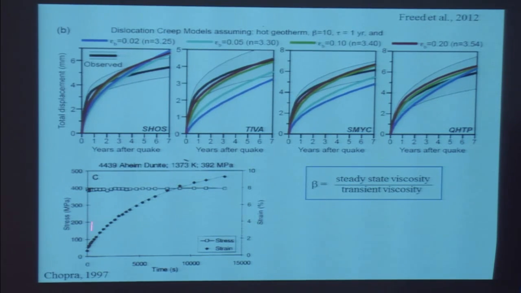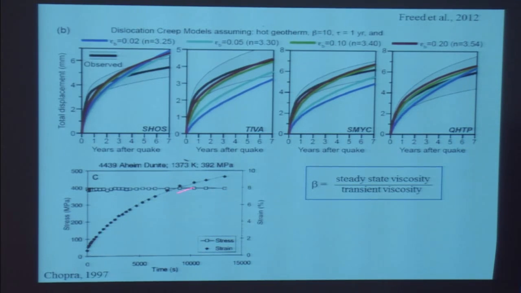And this is an example of a lab test where this is the stress, a constant stress of 400 megapascals, and this is the strain. So the slope of this line is the strain rate. And so in the first little increment of time, the slope here is about a factor of 10 larger than the slope at the end of this situation.